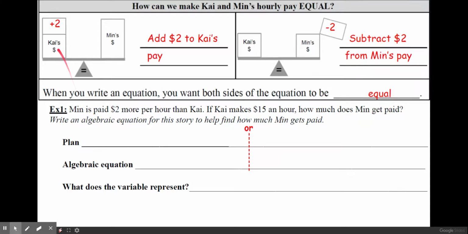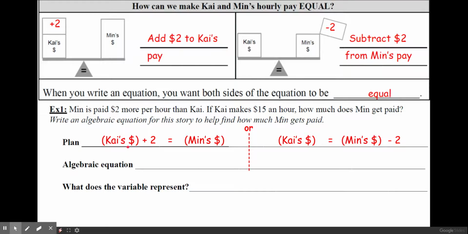Well, we know that Kai's pay is equal to, if you add $2 to Kai's pay, it'll be equal to Min's pay. So Kai's pay plus $2 is going to be equal to Min's pay, kind of like right there. Or you can say you can take Kai's pay, and that's going to be equal to Min's pay minus 2. So you can add 2 to Kai or take $2 away from Min. So how would you write this as an algebraic equation?